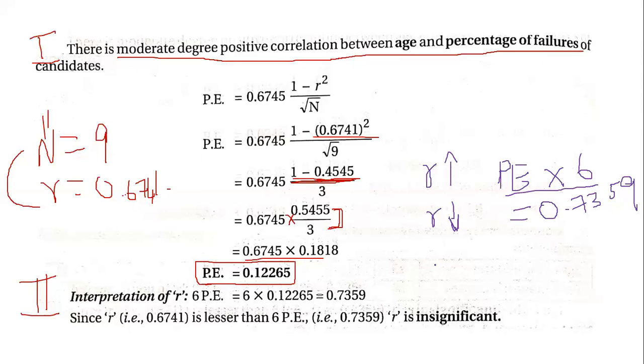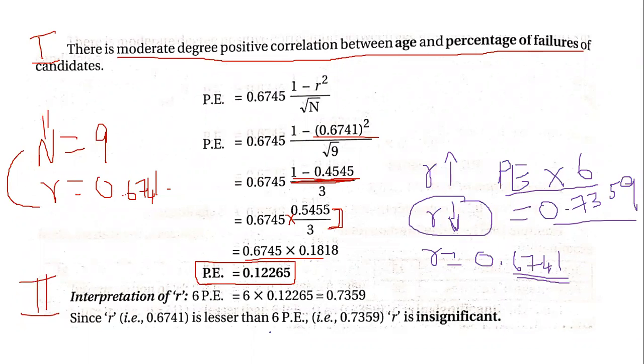Now, what is our R value? R value is 0.6741. Now, is R more than PE or less than PE? Which number is greater? Is R greater or is PE greater? Send your answers in chat. So the value of 6PE is more, which means R value is less than 6PE. So R value is less than 6PE and R value is insignificant.